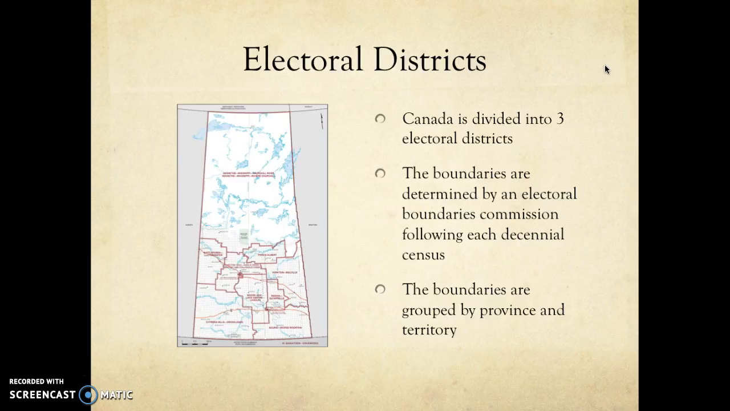Following each decennial census, the number of seats to be apportioned among the provinces is decided. The electoral districts were last revised following the 2011 census, which led to an increase in the number of the House of Commons seats, from 308 to 338. The population serves as the main basis for assigning the seat total to each.